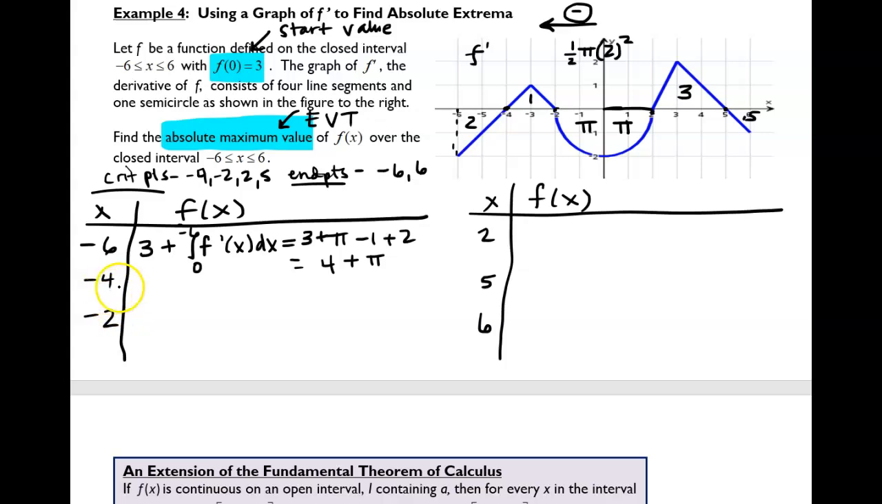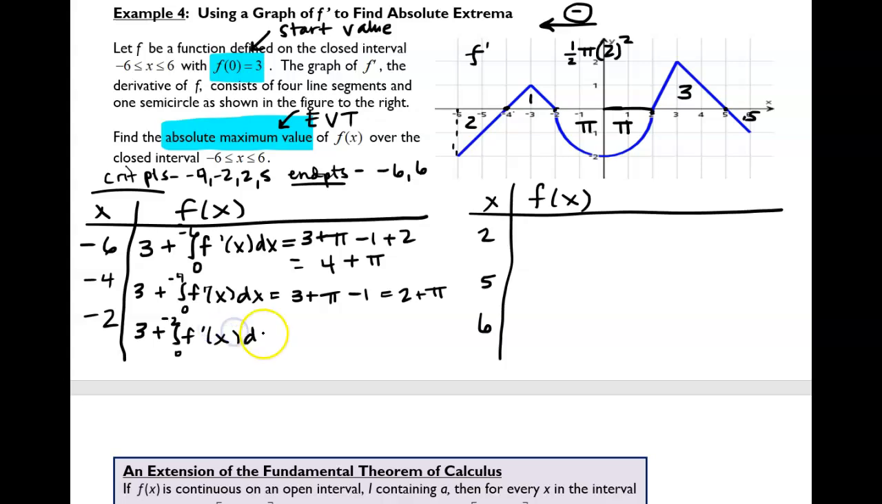At -4, same idea. I'm going to do 3 plus my integral from 0 to -4 of f prime of x dx. So I'm going to do 3 plus pi minus 1. I'm only going back to -4, so that's 2 plus pi. For -2, I'm going to do 3 plus my integral from 0 to -2 of f prime of x dx. So 3 plus pi, just 3 plus pi going back to -2.